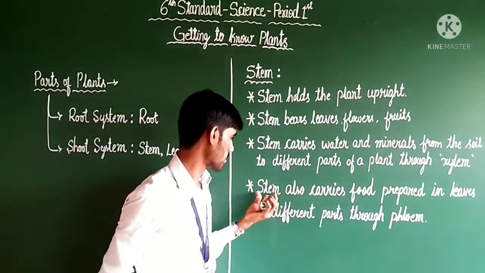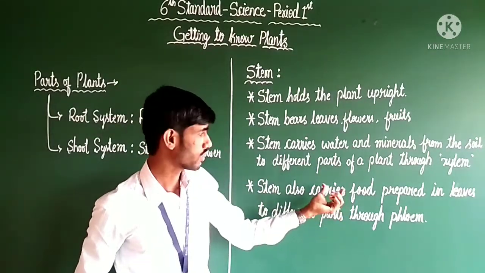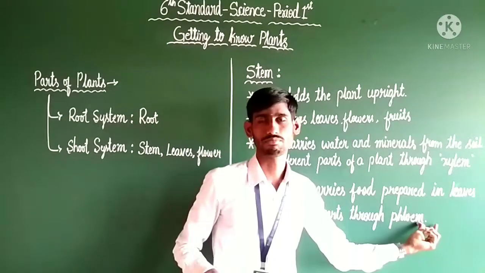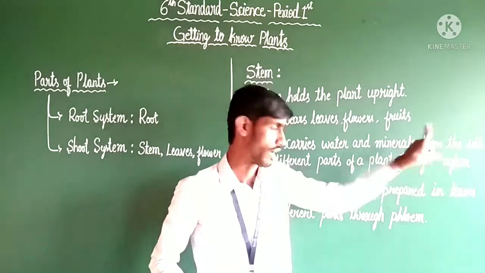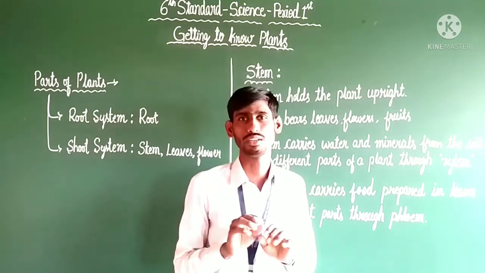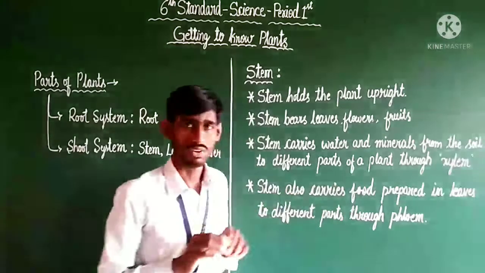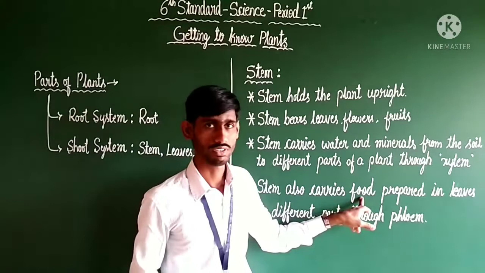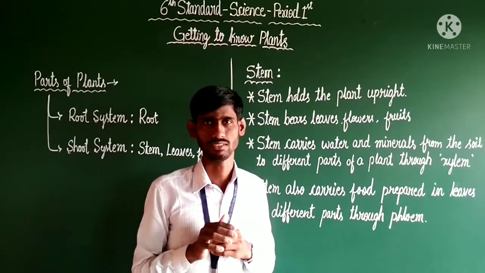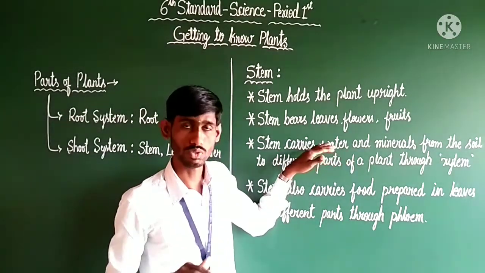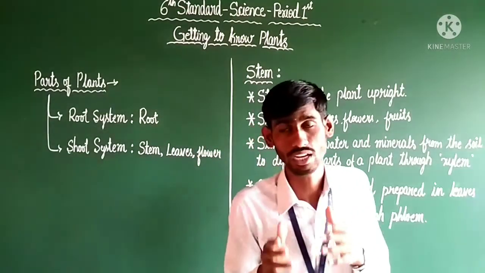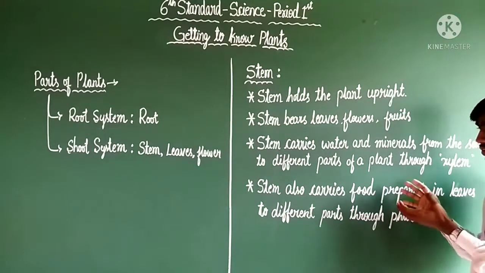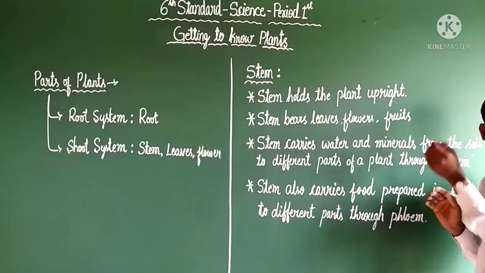Clear? See, the stem also carries food prepared in leaves to different parts through phloem. Okay, the xylem and phloem are special structures in the plants. What is the role of phloem? The phloem helps to carry the food to all parts of the plant. The xylem helps to carry the water and minerals to all parts of the plant. Phloem carries the food. Xylem carries the water and minerals.